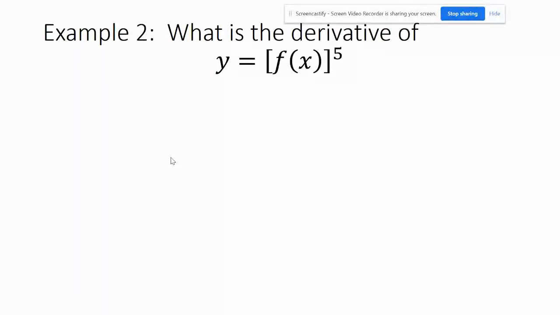So if I have y equals f of x to the 5th, what is the derivative? Hopefully, guys, we recognize that this is a chain rule type question. This is something to the 5th, so my derivative would be 5 f of x to the 4th, times the derivative of the inside, which is going to be f prime of x. The derivative of f is f prime of x, so we're just going to write it like this.